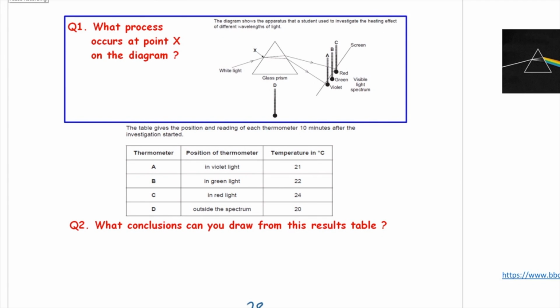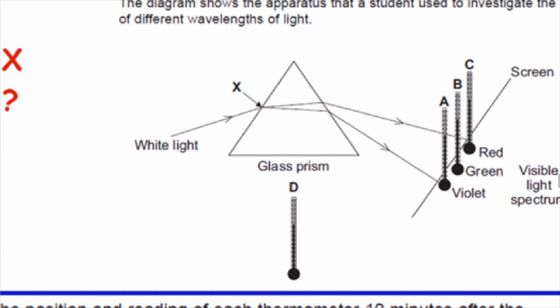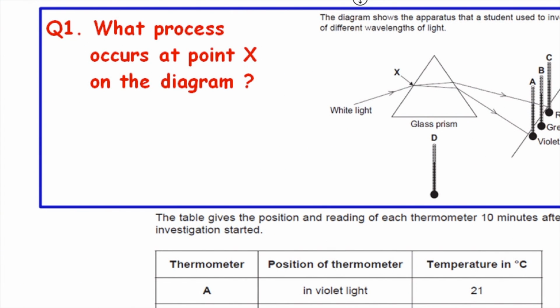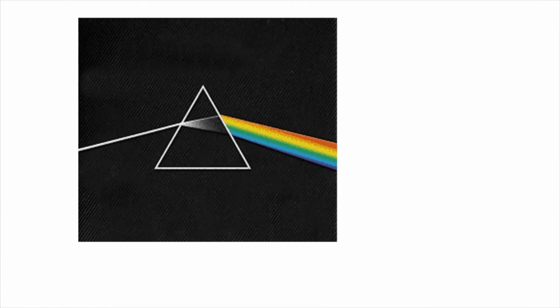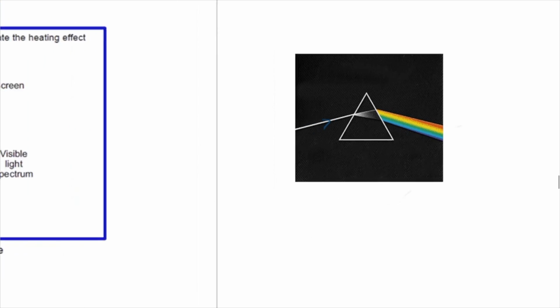So, question 1, what process occurs at point X in the diagram? Well, at point X you can see the light is going from air into glass. It's slowing down. Remember, we call that refraction. We learnt this in a previous lesson. And there's a picture on the right hand side here. It's taken off an album cover, Pink Floyd, Dark Side of the Moon, and it shows a white light going in here and the colours of the rainbow, or the visible spectrum, coming out the other side.